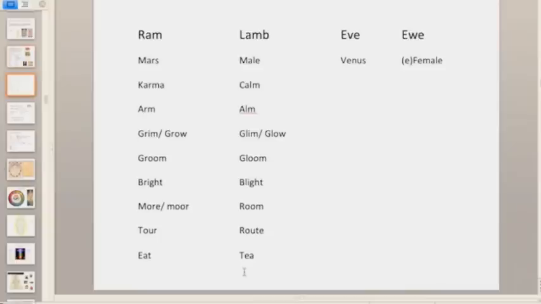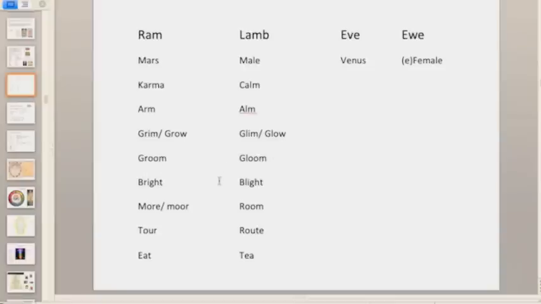And you see how the Ra, Mars, is also Ra. You can see in the word Mars there. And sort of has a negative, whereas the L makes it soft, male. Karma, calm. See? When you put the L in, it softens the rage of the letter R. Arm, as in military arms. Arms, as in spiritual arms. Grim, glim. Grow, glow. Groom, gloom.